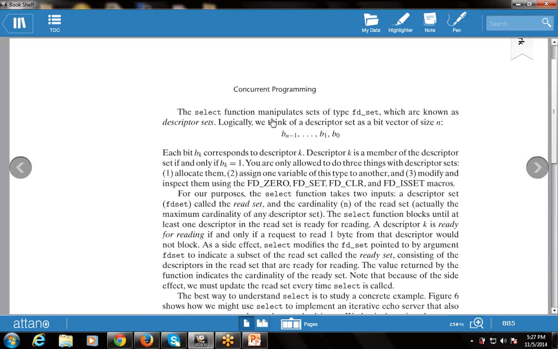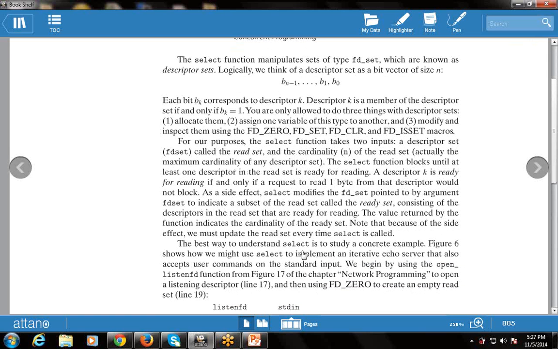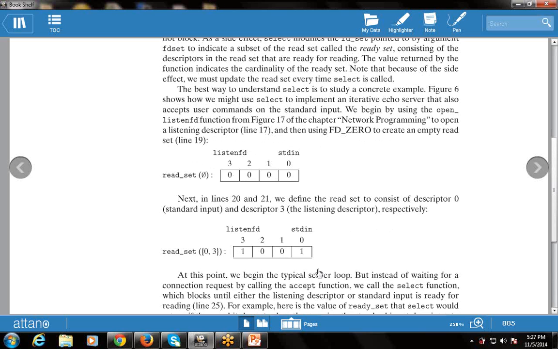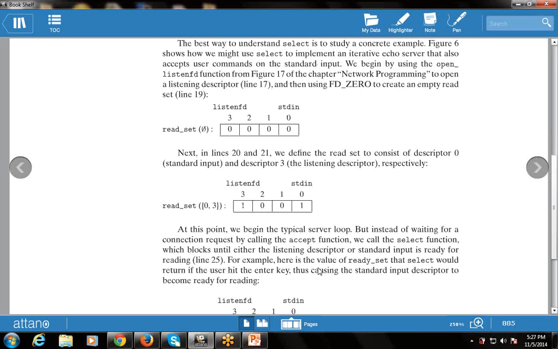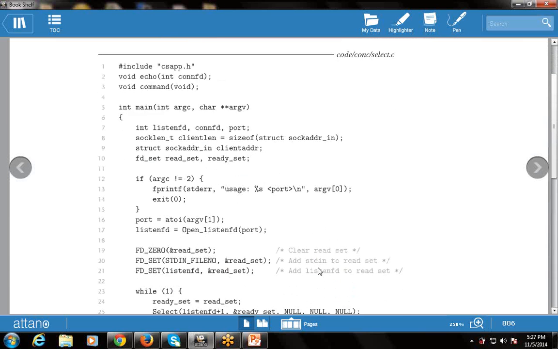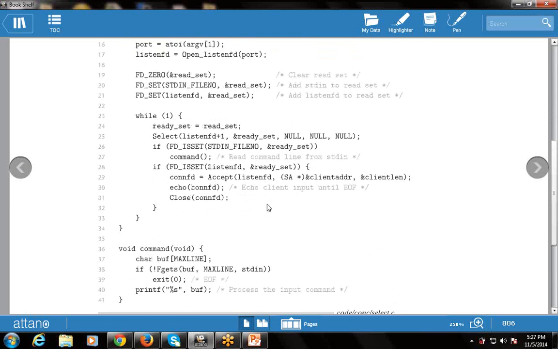The select function manipulates sets of type fd_set, which are known as descriptor sets. The best way to understand select is to study a concrete example. This is not in your course, but it is a very typical example. This is the program code that you have to study.